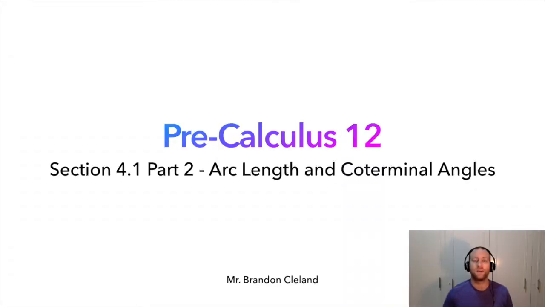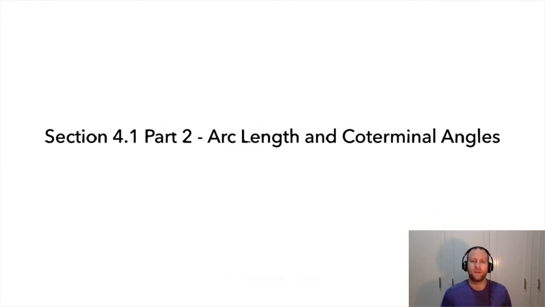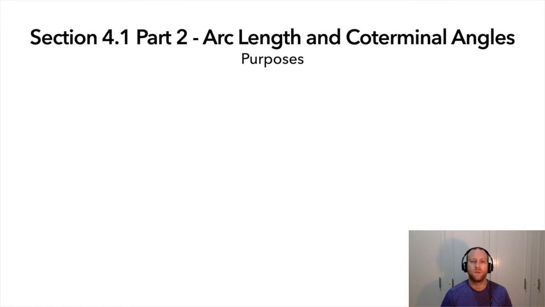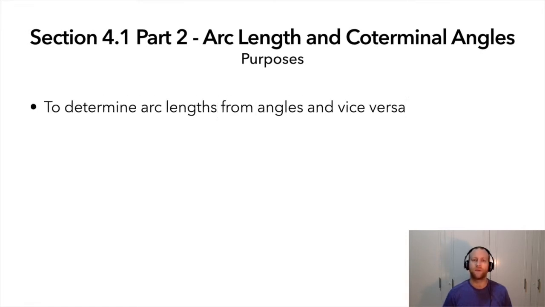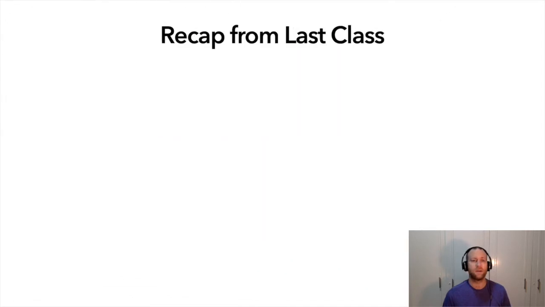Okay, so we are into the second part of 4.1. We're going to get into arc length and some coterminal angles. That is what we're doing for today. So, purpose: to determine arc lengths from angles, and we're going to do that in the reverse. Given the angle, find the arc length. Not too bad. And we're going to determine what coterminal angles are, what are they in specific situations, and that's about it.